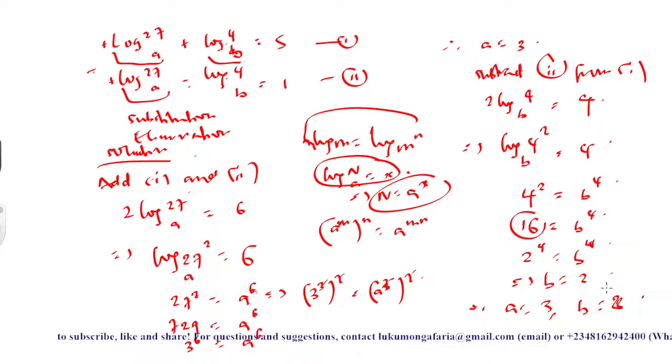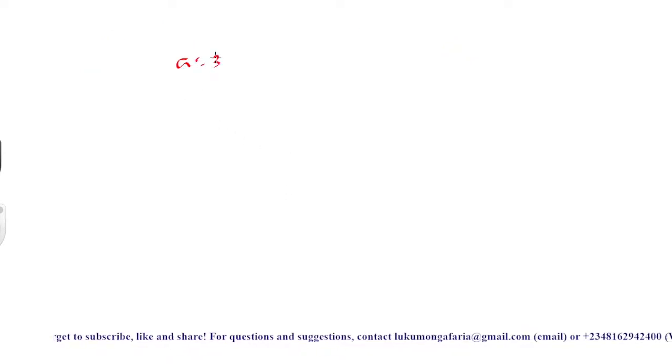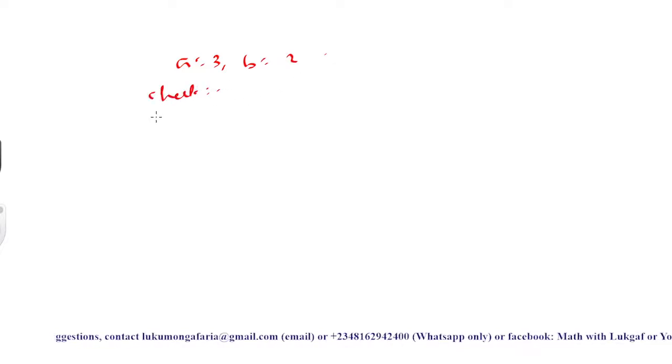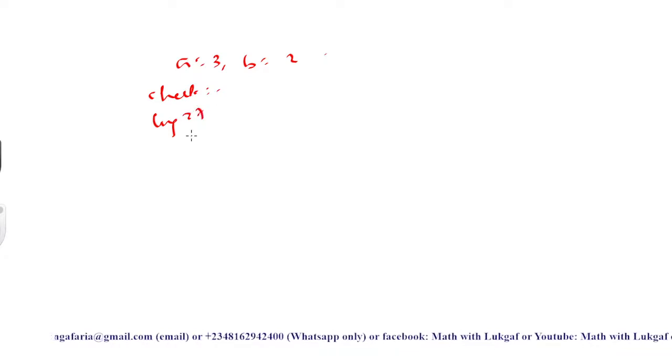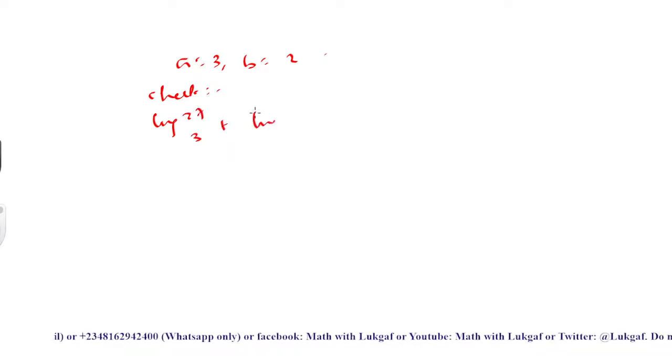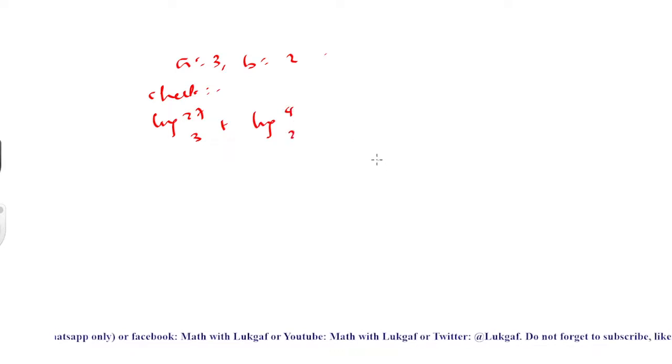So you can verify your result here. Let me just clear this. Recall that we have that my a is equal to 3 and b is equal to 2. So we want to check. For the first one, we have log 27 base a, and our a here is 3, right? Plus log 4 base b, where b is equal to 2.